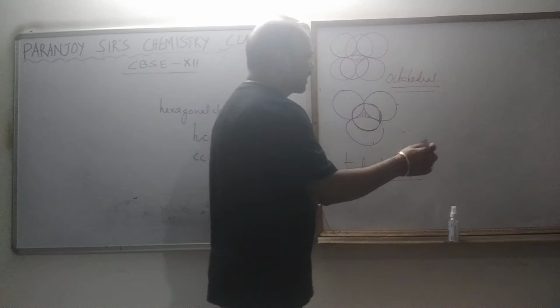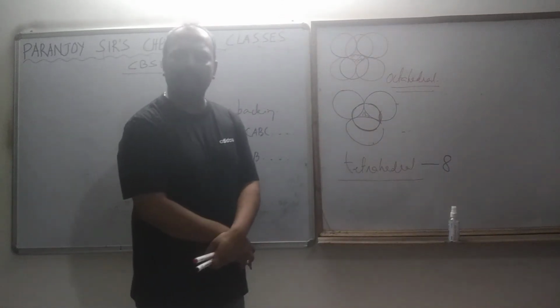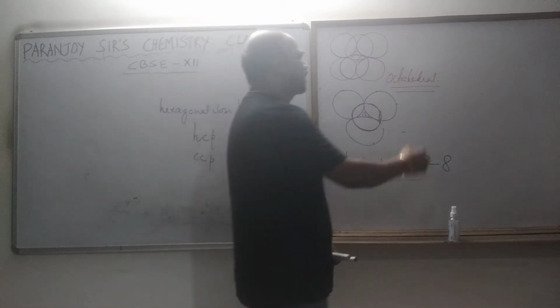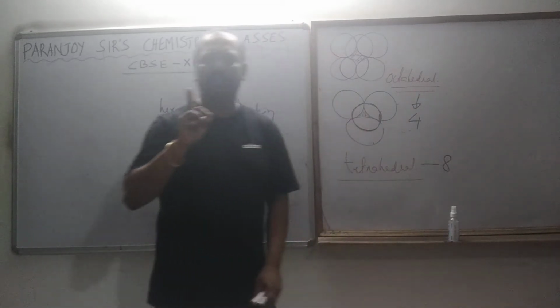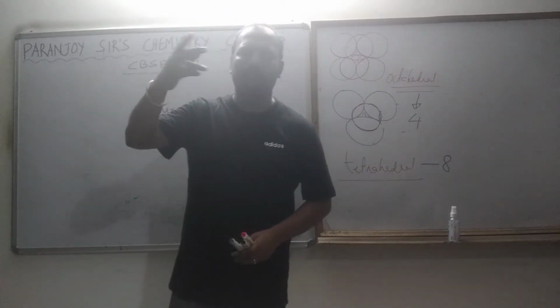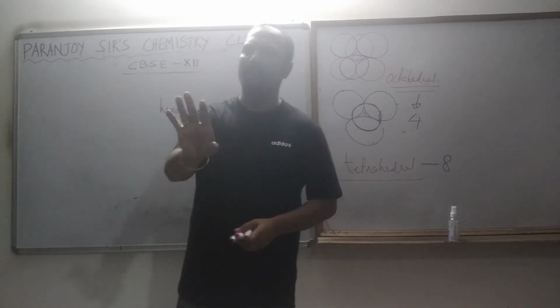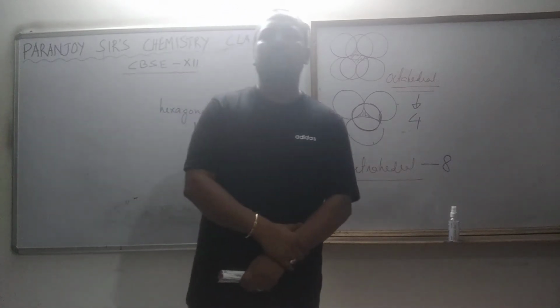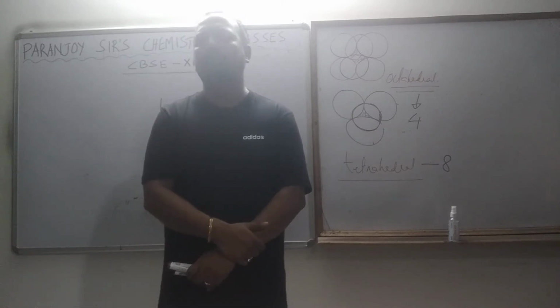The total number of tetrahedral voids present in a FCC unit cell is 8. And the total number of octahedral voids present in a FCC unit cell is 4. First is the number. It is just opposite. Tetra means 4, but how many are present? 8 are present. Octa means 8, but how many are present? 4 are present. Very easy to remember. Total number of tetrahedral voids present in a FCC unit cell is 8, and total number of octahedral voids present in a FCC unit cell is 4.